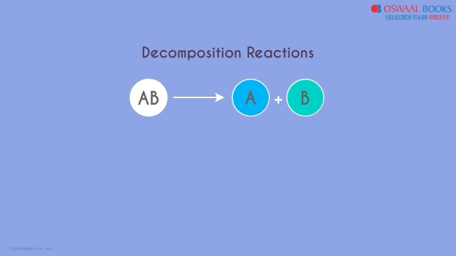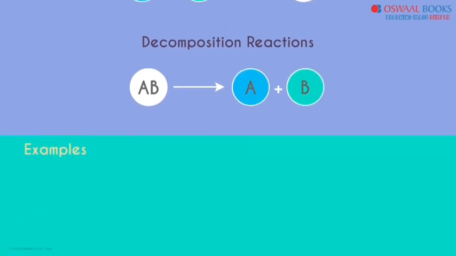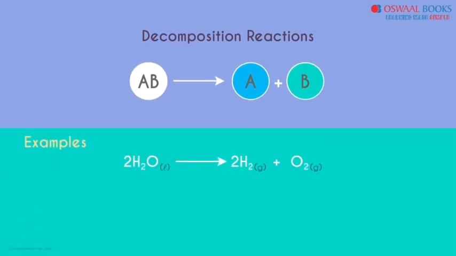Another simple way to understand it is by knowing that they are the opposite of combination reactions. The electrolysis of water into oxygen and hydrogen gas is an example of a decomposition reaction. Decomposition of calcium carbonate to calcium oxide and carbon dioxide on heating is another example.